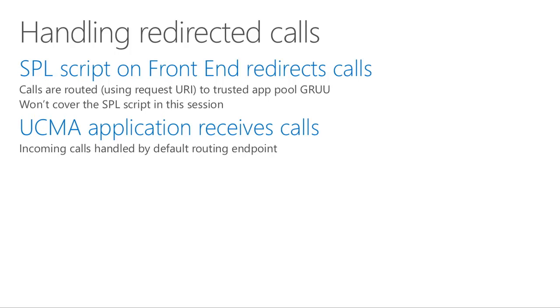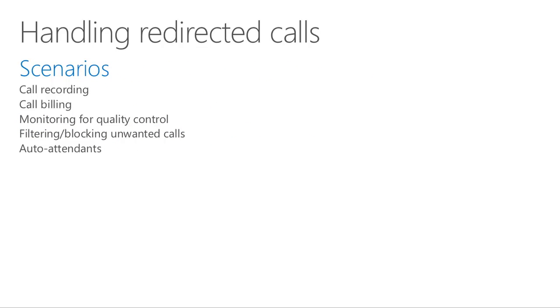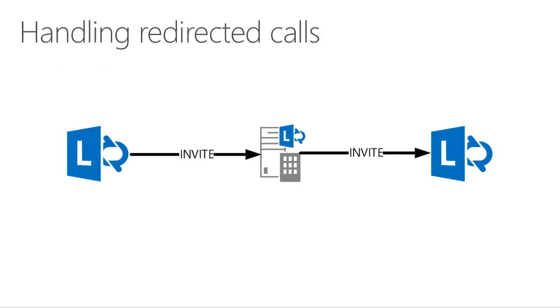Has anyone used a default routing endpoint in an existing application? Just show of hands. Okay, so this is not a concept that's familiar to too many of you. I'll go through that in a little bit of detail. But first I want to just kind of show a diagram of what I'm talking about here.